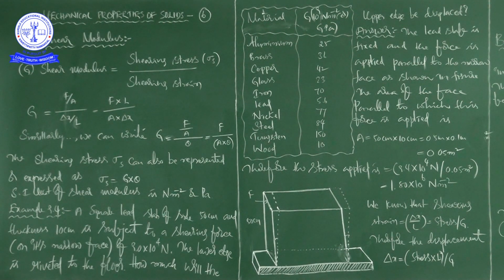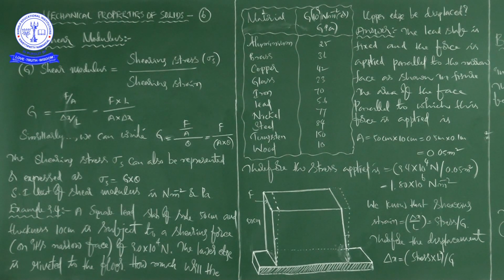A square lead slab of side 50 centimeters and thickness 10 centimeters is subject to a shearing force on its narrow face of 9.0 into 10 to the power of 4 newtons. The lower edge is riveted to the floor. How much will the upper edge be displaced? It's a nice question to understand the shear modulus.